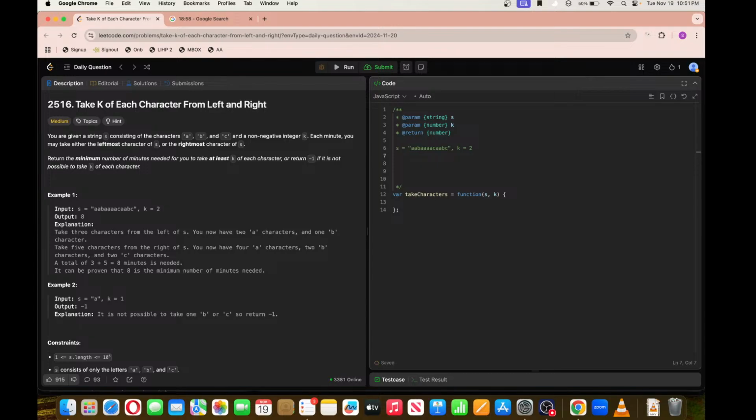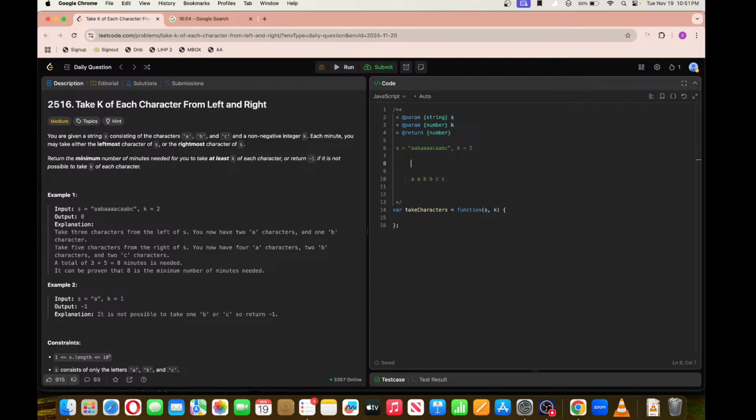So I need 2 of each character, right? So it means here I will have A, B, and C only. So I need to have 2A, 2B, and 2C, right? So how will I get this? Minimum number of minutes for you to take at least k of each character.